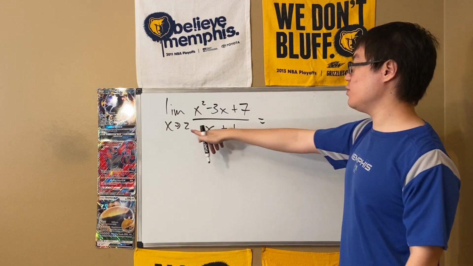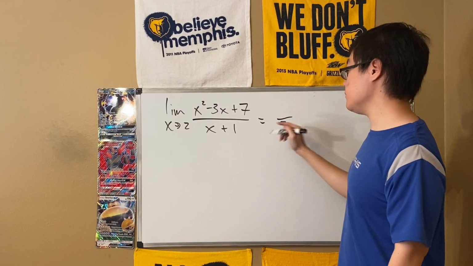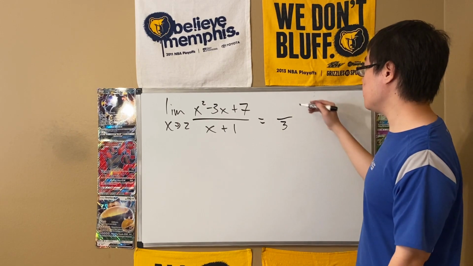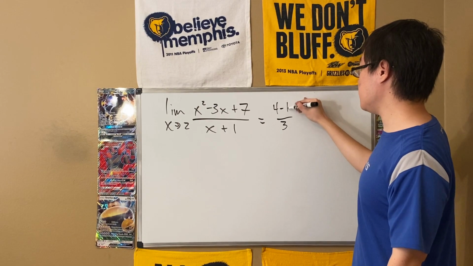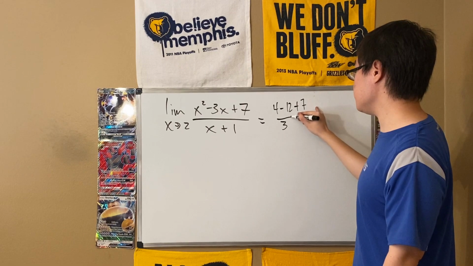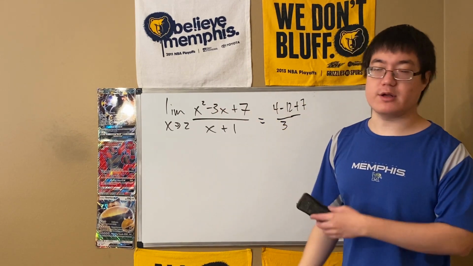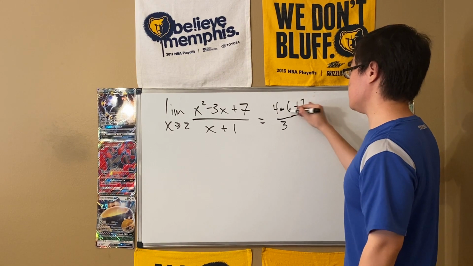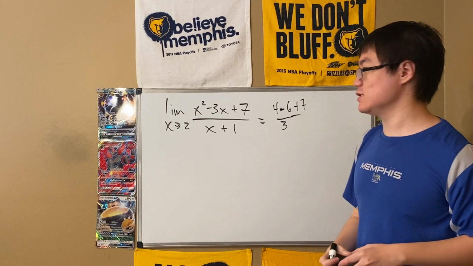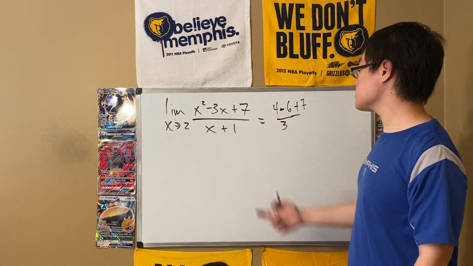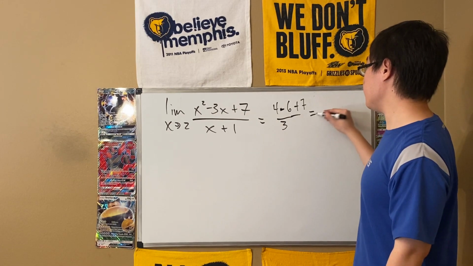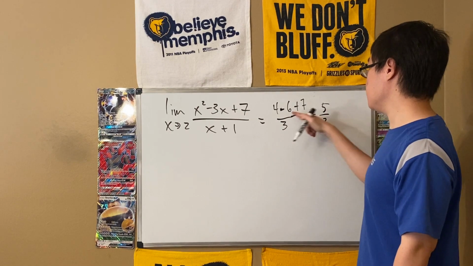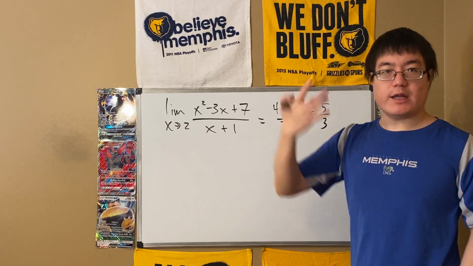So when we plug in 2, we'll get 3 in the bottom because it's 2 plus 1. On the top, it'll be 4 minus 12 plus 7, I believe, because it's 2 squared, 3 times 2. That's actually wrong. It should be 6. Sometimes plugging in a number is not the easiest step in the world, I guess. 4 minus 6 plus 7. Looks like we're going to get 5/3 here. 1 plus 4, divided by 3.